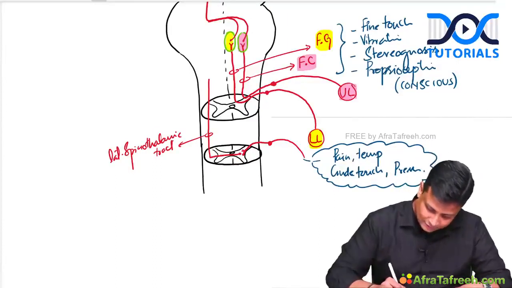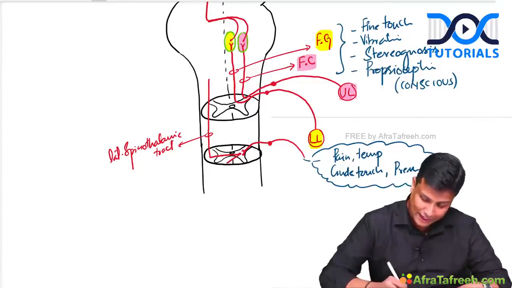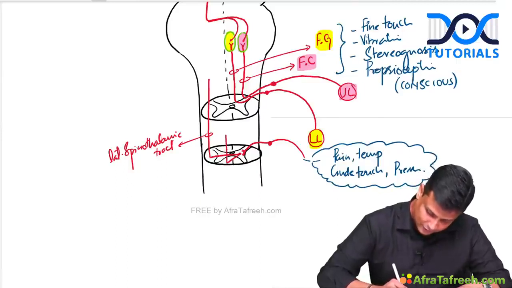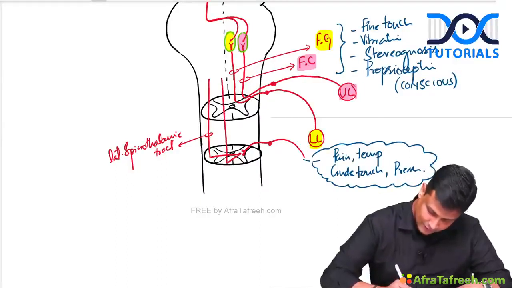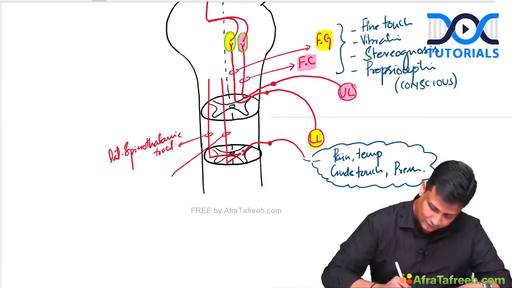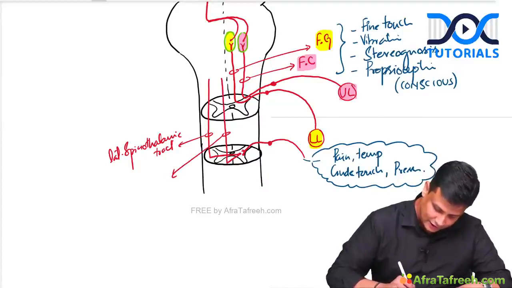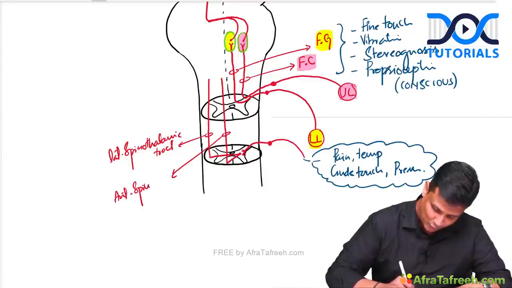Now from there, some of the fibers are going to cross to the anterior column, and from the anterior column they are going to ascend up, and because they are ascending from the anterior column, that is referred to as the anterior spinothalamic tract. Wow.